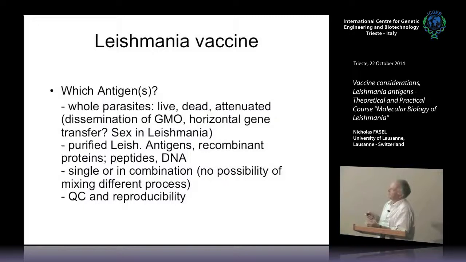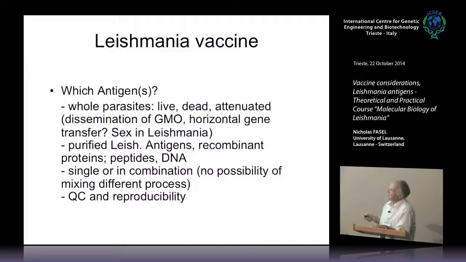whole parasite can be live, dead, attenuated. There are problems if you try, for example, dissemination of genetically modified organisms. That could be one key issue. You can have an antibiotic-resistant gene in your Leishmania parasite, for example. You can have horizontal gene transfer. Is it possible? You have sex in Leishmania. So depending on if you use the whole parasite, if they are alive, or attenuated, you can have a series of problems that you could face.